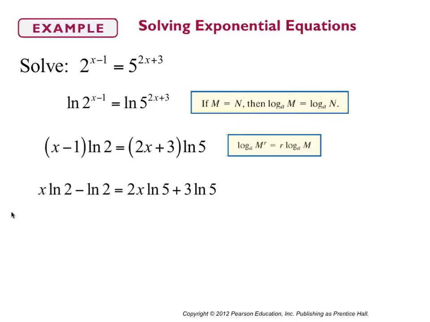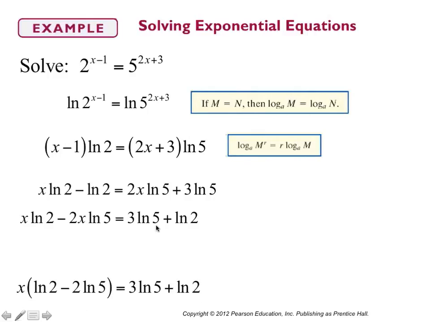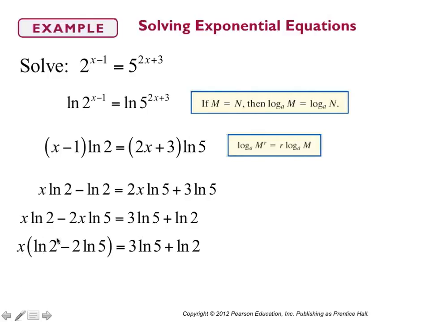So this really doesn't look nice at all yet. The nice thing about these is they always kind of work out the same way. Once you've distributed, you get everything with an x on one side and everything else on the other side. So we move our 2x ln 5 to the other side by subtracting it. We move our ln 2 to the other side by adding it. So we're left with x ln 2 minus 2x ln 5 equals 3 ln 5 plus ln 2. And then we factor out an x. So we're left with x times (ln 2 minus 2 ln 5) equals 3 ln 5 plus ln 2.